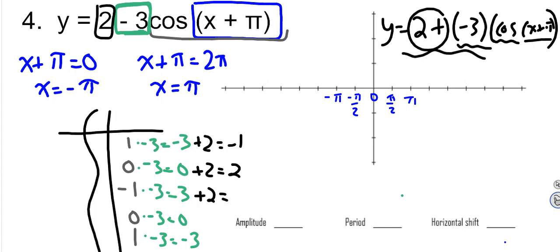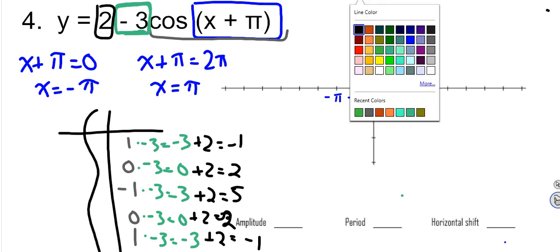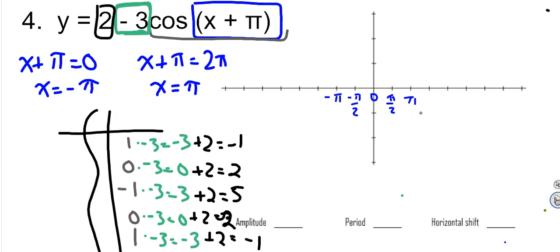Is that a negative 3? No, that's a positive 3. Okay. Whew. Plus 2, it's 5. 0 plus 2 is 2. Negative 3 plus 2 is negative 1. Gosh, what does that even look like? All right, so let me get rid of this whole thing. Okay, let's go ahead and graph. Now we have to be really, really careful when we're plotting these points, because we're so used to starting at 0 that we just start at 0, and we can't do that.